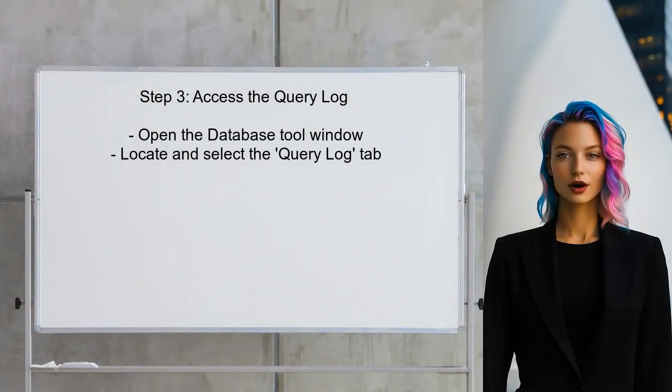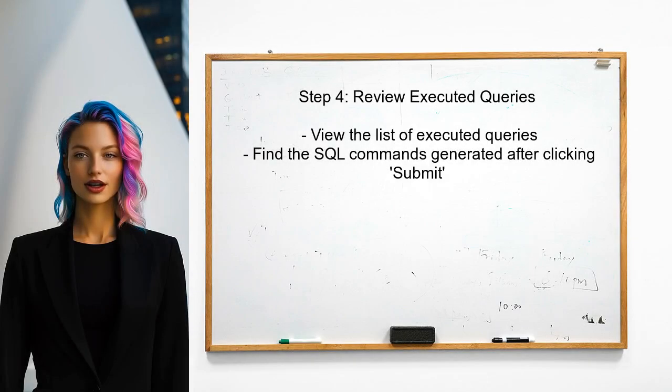After submitting the changes, the user can access the query log to view the executed queries. To do this, they should open the Database Tool window and locate the Query Log tab. In the query log, the user will find a list of all executed queries, including those generated by the table editor after clicking Submit. This allows the user to review the exact SQL commands that were run.